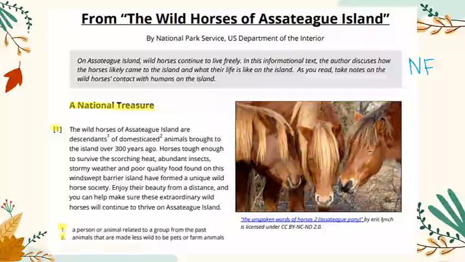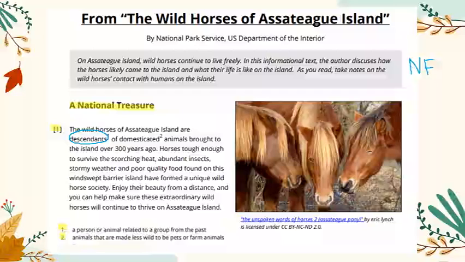The wild horses of Assateague Island are descendants of domesticated animals. So descendants means, if I go down here, a person or animal related to a group from the past. Okay, well, that's a great vocabulary word, so I'm definitely going to circle descendants. Now, what does domesticated mean? There's a 2. Let's go down. Animals that are made less wild to be pets or farm animals.